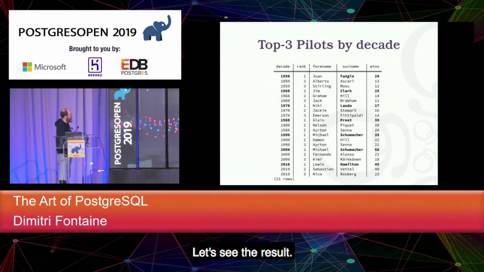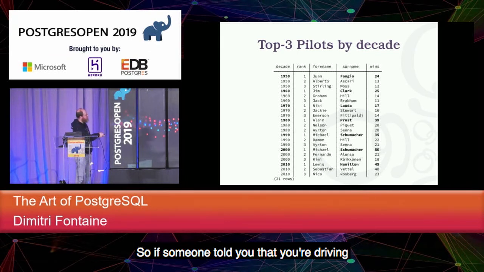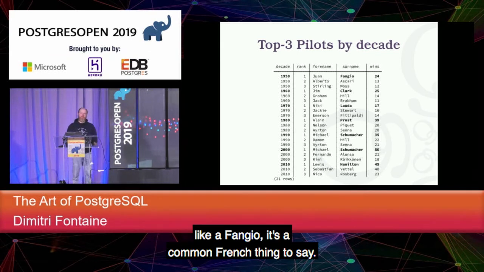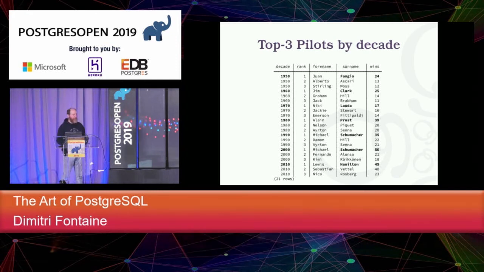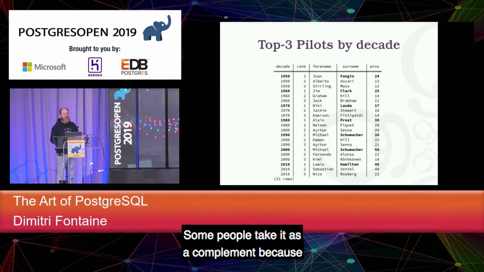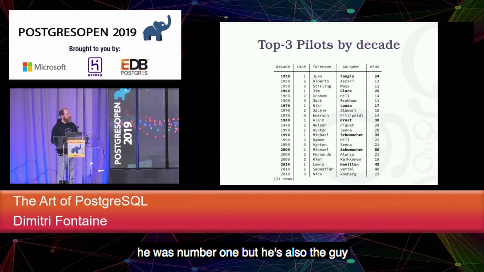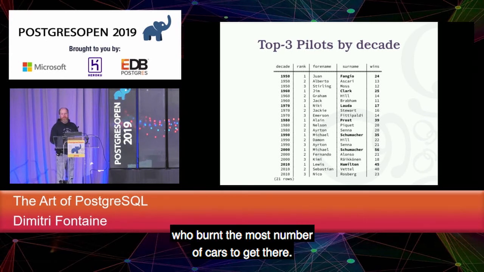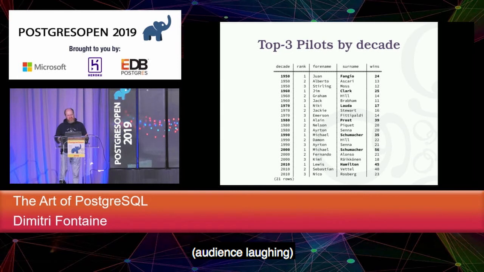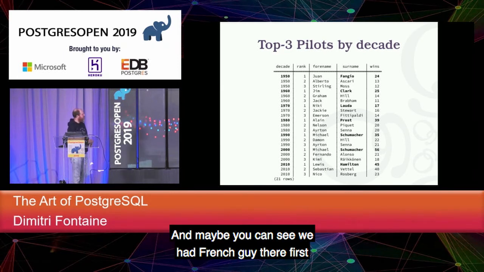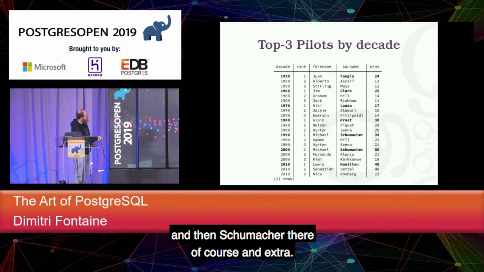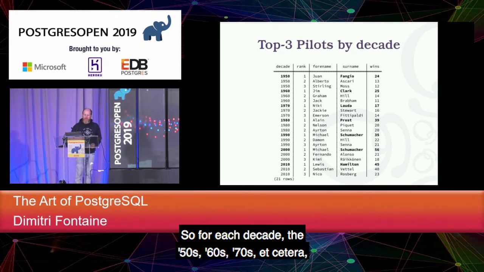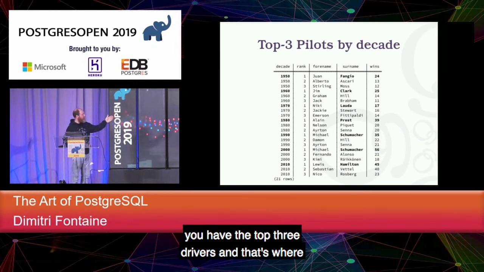Let's see the result. So in the 50s, it was Fangio. If someone told you that you're driving like a Fangio, it's a common French thing to say. Some people take it as a compliment because he was number 1, but he's also the guy who broke the most cars to get there. So I don't know. And maybe you can see we had a French guy there, Prost, and then Schumacher, of course, and so on. So for each decade, the 50s, the 60s, 70s, etc., you have the top 3 drivers.